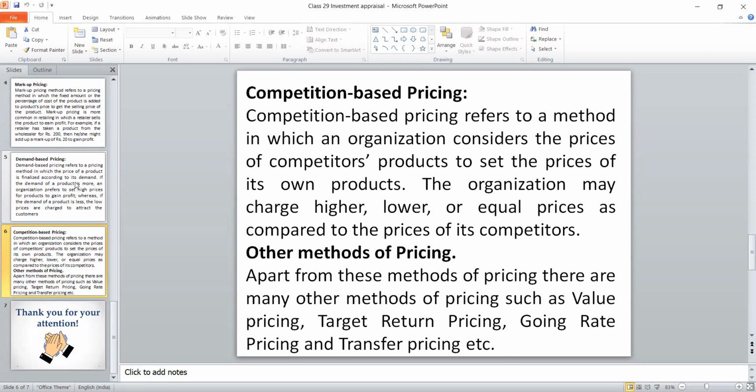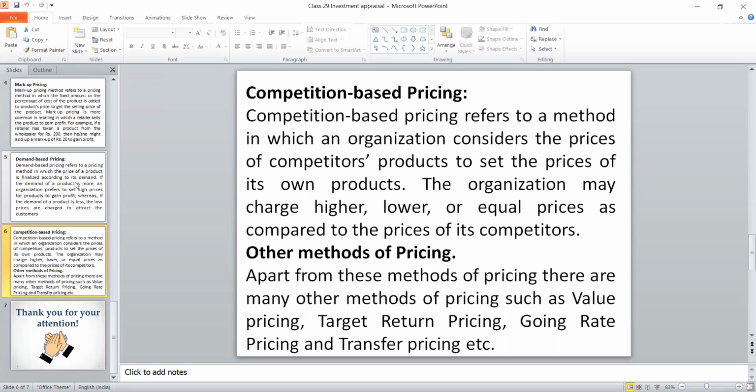There are many other pricing methods. Those are called target return pricing, value-added pricing, going rate pricing, and transfer pricing. For example, value-added pricing means based on the particular market features, the type of customer, the quality of the product, or the type of product, an additional amount will be charged along with the price. That is called value added pricing.